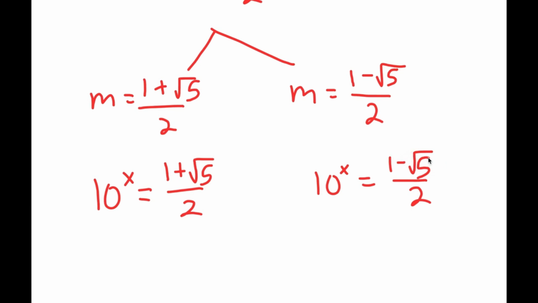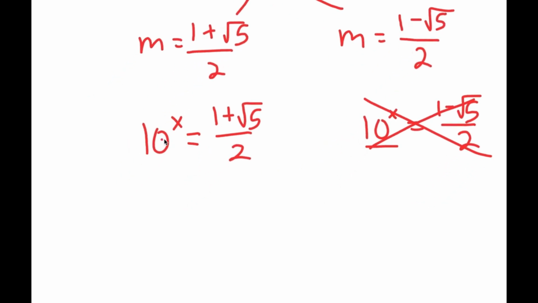Well, 1 minus the square root of 5 over 2 is a negative number. And you can't take the power of a positive number and make it equal negative, meaning there's no solution to this equation. So we are only left with 10 to the power of x is equal to 1 plus the square root of 5 over 2.